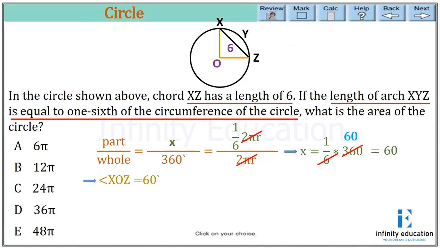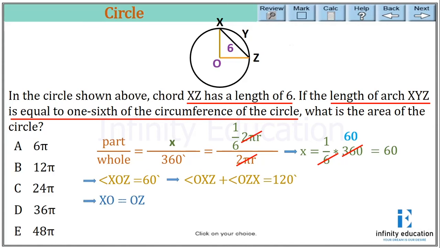Now of this triangle XOZ, we know OZX plus OXZ should be 120 degrees, because we know the sum of the internal angles of a triangle is 180. So if XOZ is 60, then OXZ and OZX sum to 120. We also know XO equals OZ because both of them are radius. So we are getting an isosceles triangle.